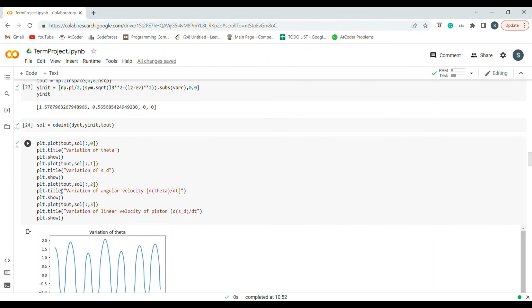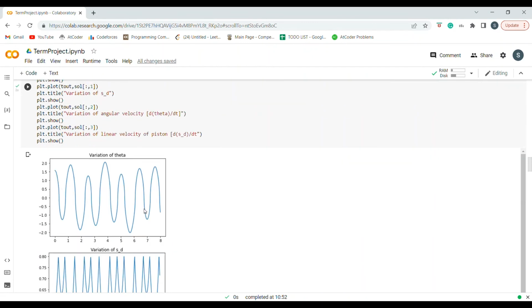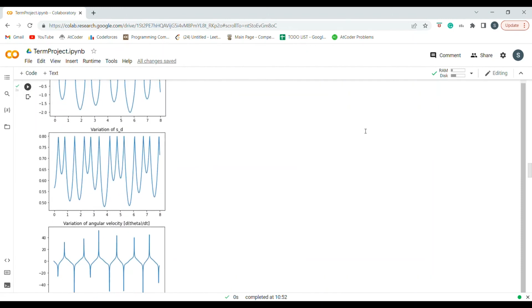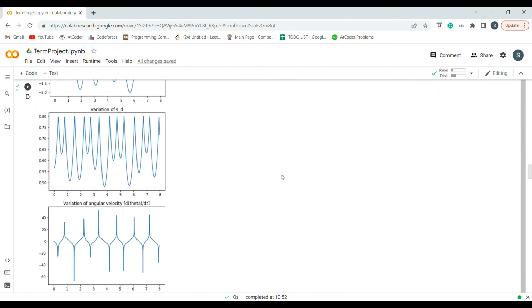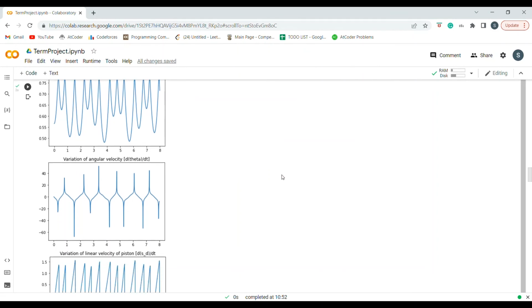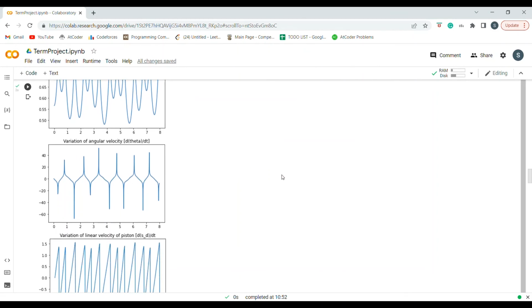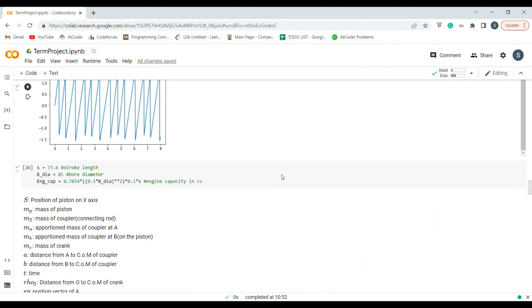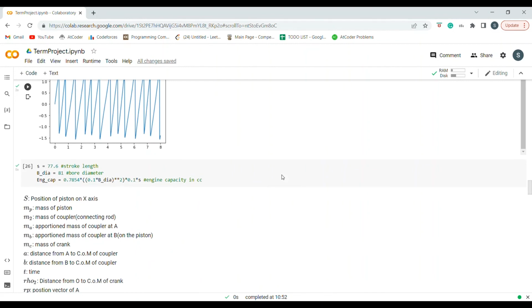Coming to the plots. This is the plot for variation of theta versus time. This is the plot for the variation of s with time. This is the plot for variation of angular velocity with time. This is the plot for the variation of linear velocity of piston with time. These values are in accordance with an actual IC engine.